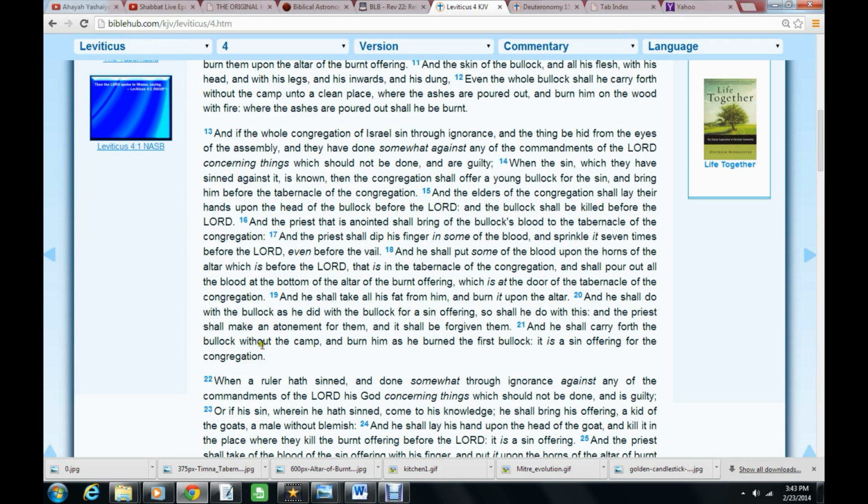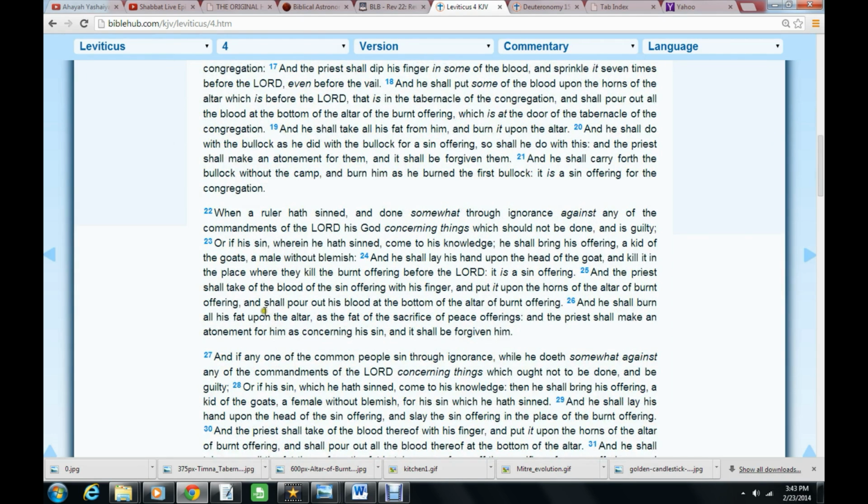And the priest shall make an atonement for them, and it shall be forgiven them. And he shall carry forth the bullock without the camp, and burn him as he burned the first bullock. It is a sin offering for the congregation. So we need to do these things first.